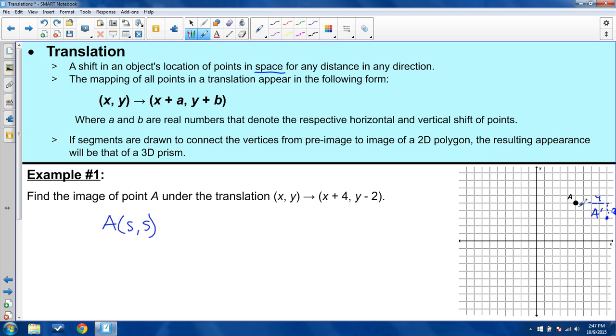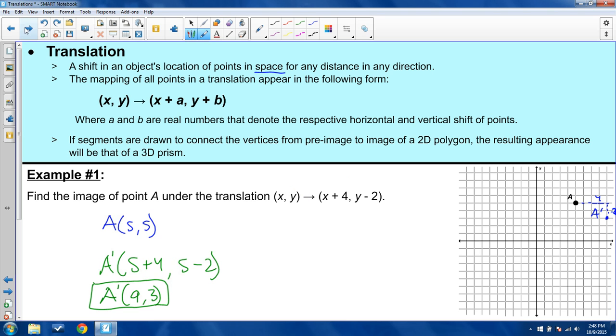Now, if I wanted to do it without a graph and just look at the math, I literally take the X point and I add 4 to it, and I take the Y point and I subtract 2 from it. That's going to become A prime, and A prime is at the point 9, 3, which should match up with this. This point looks like 1, 2, 3, 4, 5, 6, 7, 8, 9 over, and 3 up. So A prime is at that point 9, 3. And all translations will occur the same way.